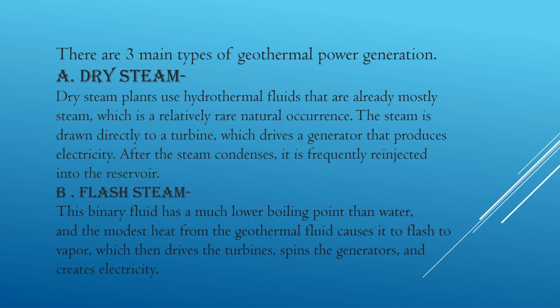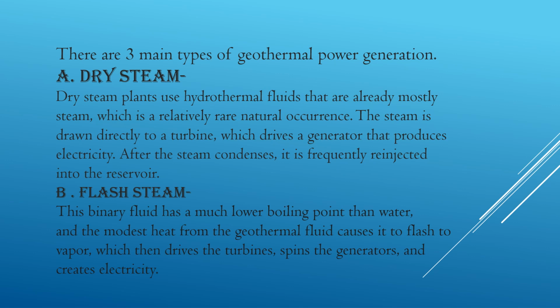We use these resources by drilling wells into the earth. The hot water or steam powers a turbine that generates electricity. Some geothermal wells are as much as 2 miles deep. There are three main types of geothermal power generation: dry steam plants, flash steam plants, and binary cycle power plants.